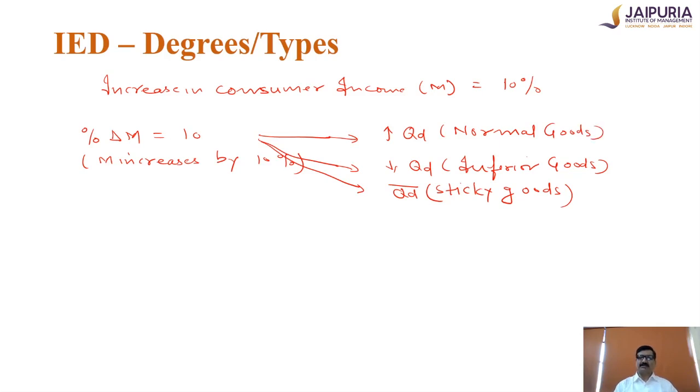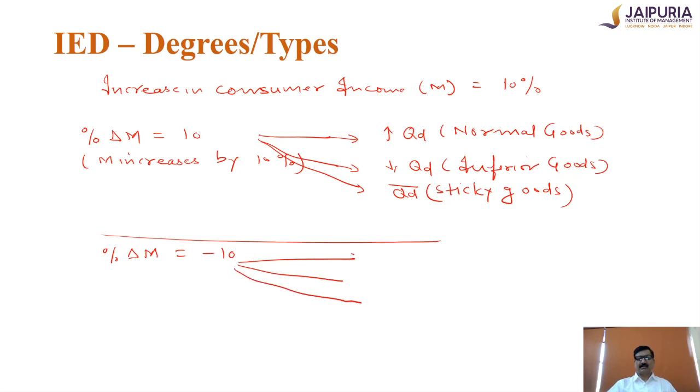Normal goods are those goods whose demand increases with increase in income. Inferior goods are those goods whose demand decreases with increase in income. And sticky goods are those goods whose demand remains constant with increase in income. Similarly, if there is decrease in consumer income, let's say consumer income decreases by 10%, then again it will have three types of impacts. One, quantity demanded may increase. Second, quantity demanded may decrease. And third, quantity demanded may remain constant.